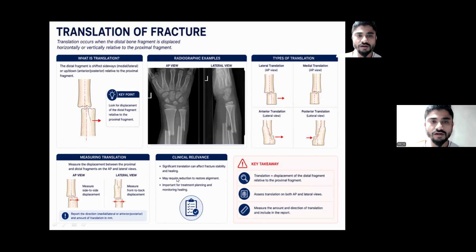What are the clinical relevances of translation? Mentioning translation matters because if there is significant translation, it can affect fracture stability and healing, and these are also candidates for surgical treatment, surgical alignment, surgical fixation of the fracture. It may require reduction to restore alignment, and it is important for treatment planning and monitoring healing.